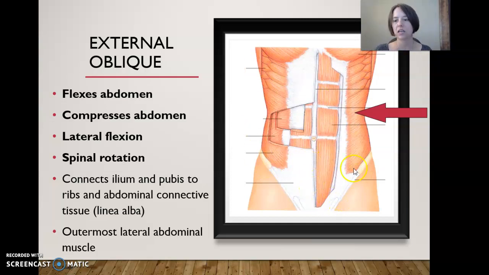It connects the ilium here and all the way down to the pubis, and then up to the ribs, connects to the ribs, and then to this linea alba, this connective tissue. And it is, again, the external outside lateral muscle. Okay, we'll watch a little video in class.